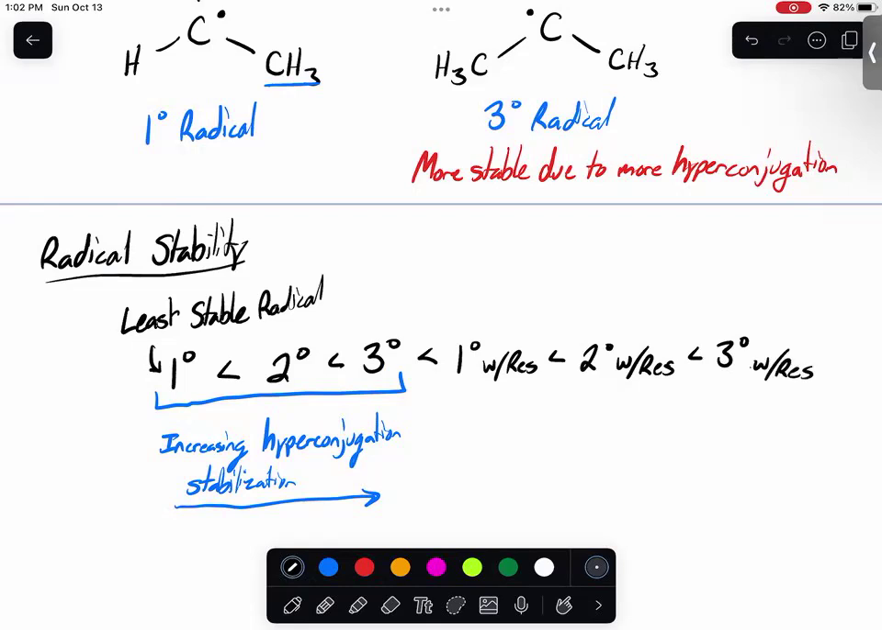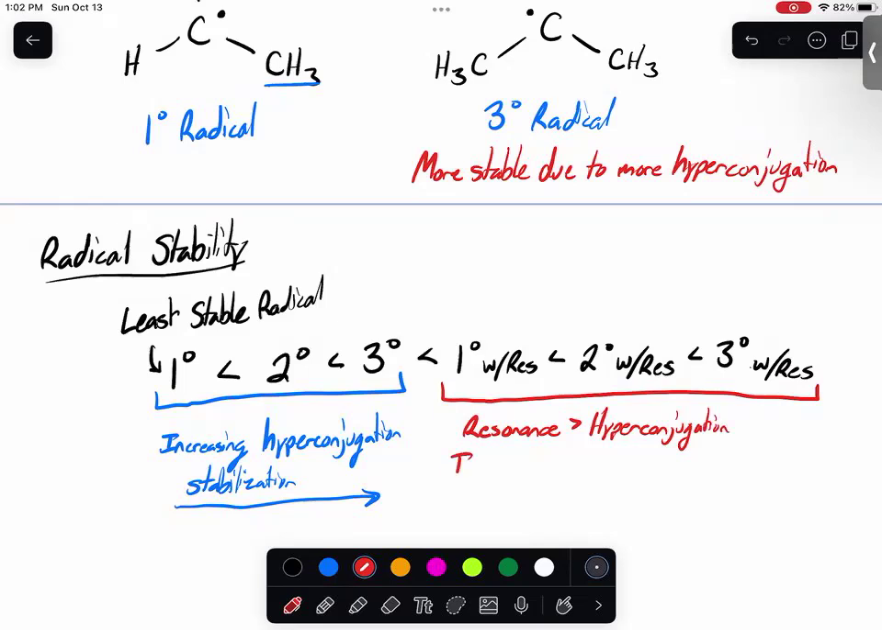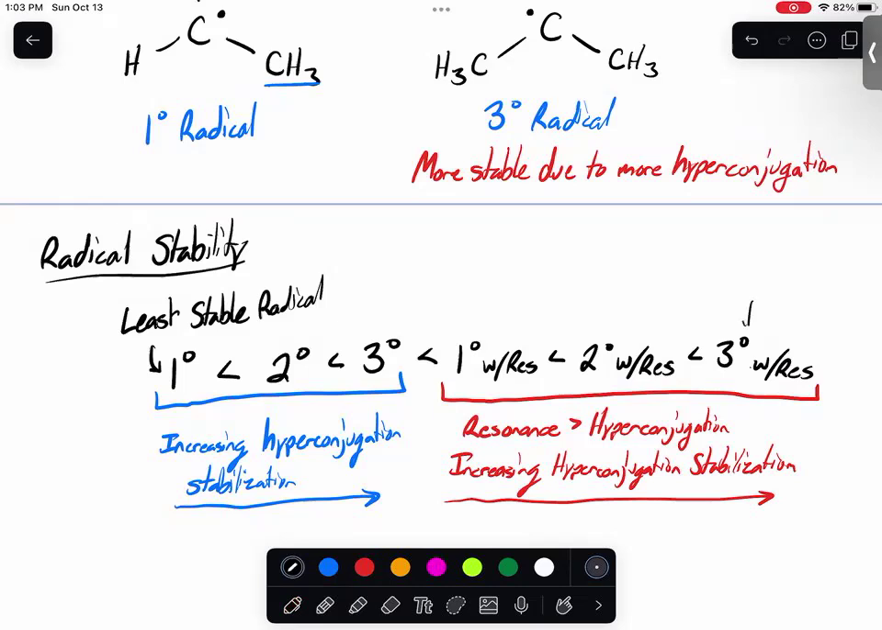All right, so overall, on the right side here, we have essentially a statement saying resonance is better than hyperconjugation. But in this series, it is still increasing hyperconjugation stabilization. All right. And so that leaves us with being able to say that this tertiary with resonance is one of the most stable radicals.